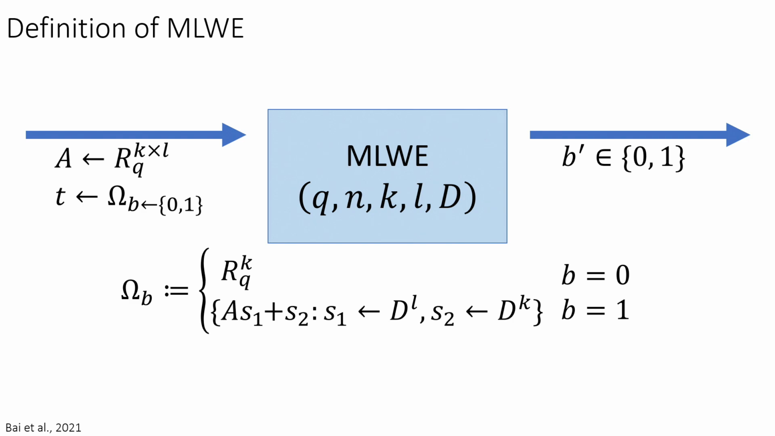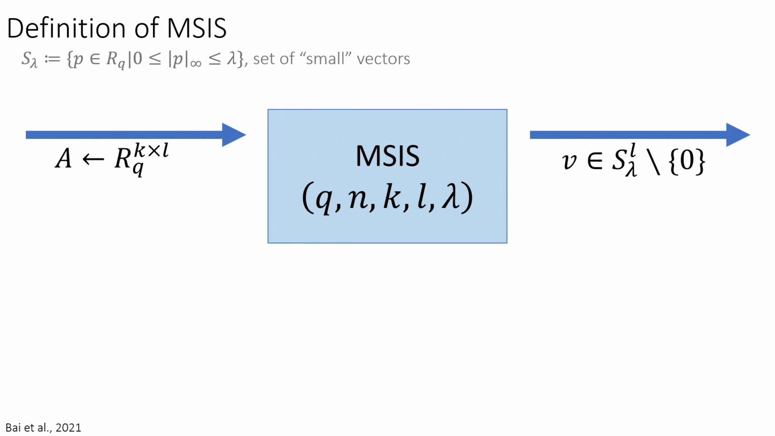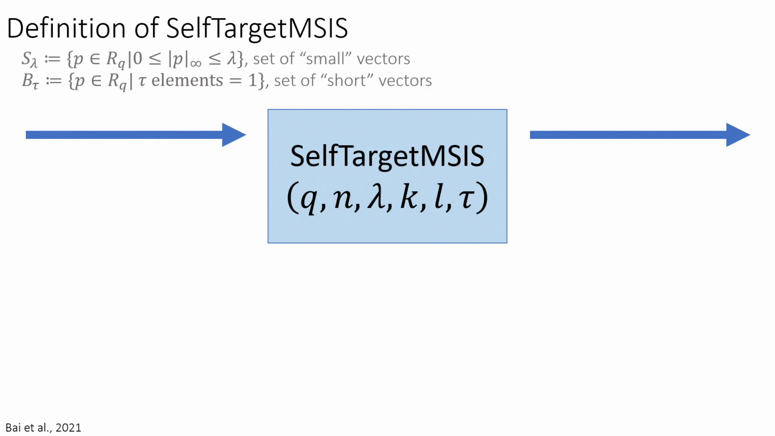Now, obviously, we do see here that the hardness of this problem is heavily dependent on the distribution chosen. If D were the uniform distribution over R_q^k, the problem would be impossible. If it were, say, a delta function, it would be trivial. Now, for MSIS, we again have our operator A selected from R_q^(k by l). We are now aiming to find some small vector v, small but non-zero, such that A dotted by v is equal to 0. Which brings us at last to our novel problem, self-target MSIS.